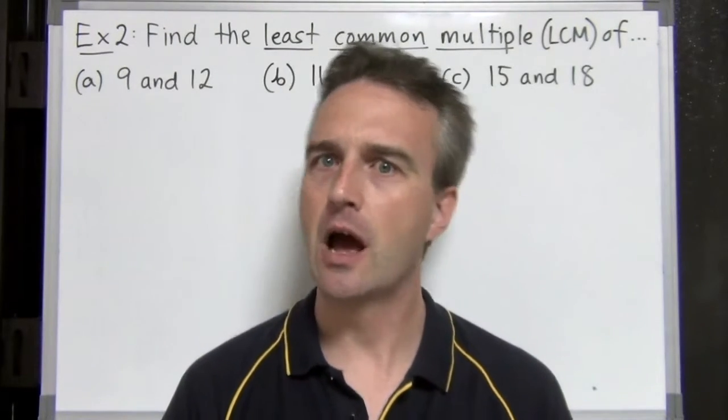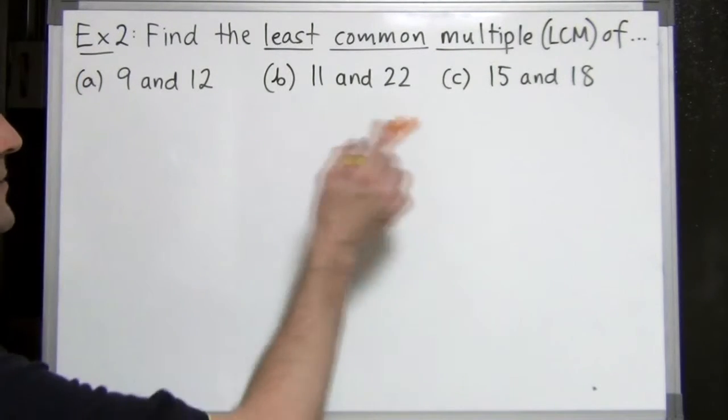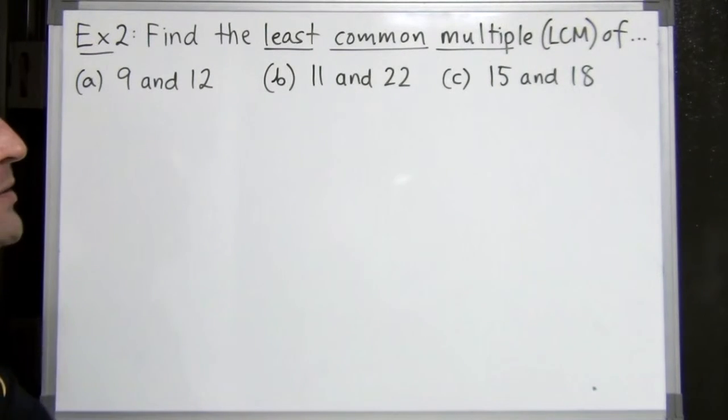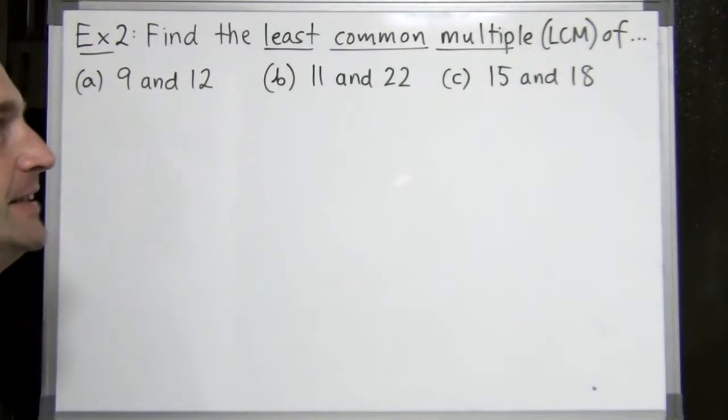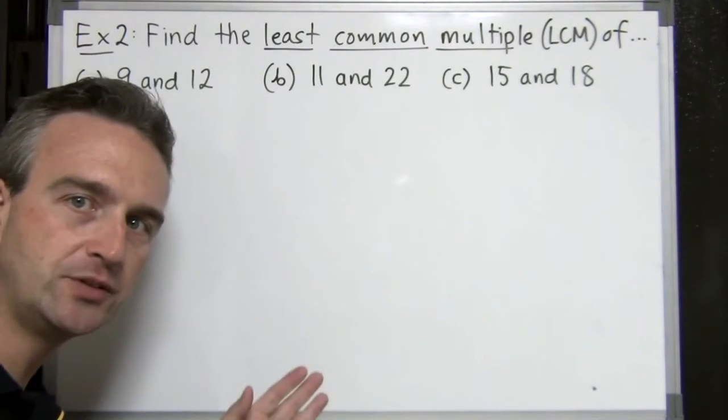It's now your turn. Please try example 2. Find the least common multiples for these sets of numbers here. So first one, 9 and 12. Second one, 11 and 22. Third one, 15 and 18. And for one of these examples, the LCM is one of the two numbers.